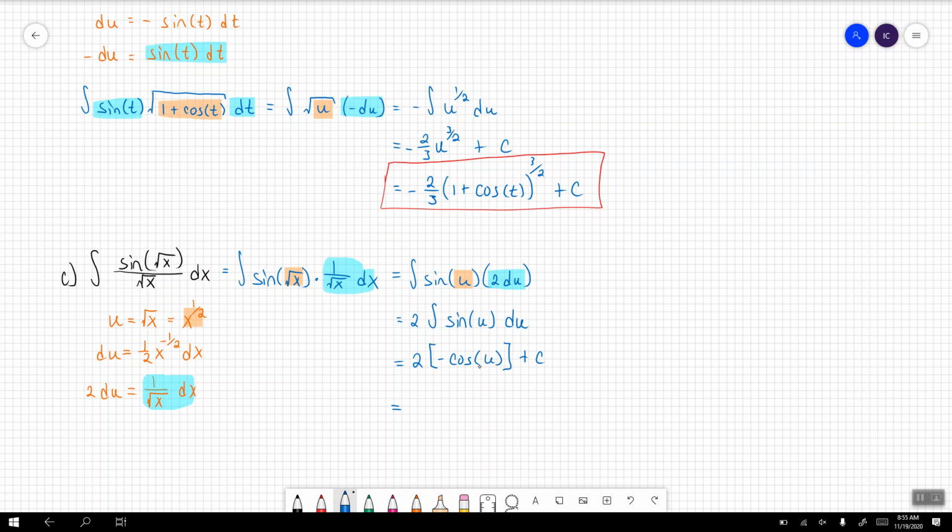And again, let's get the variable in terms of the initial variable that we were given. So this is negative 2 times cosine, and then u was the square root of x, and then we have plus c. And there we are. This is our final answer. And again, you can always double check this by taking the derivative.